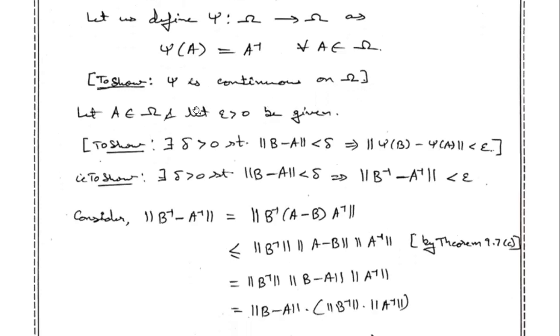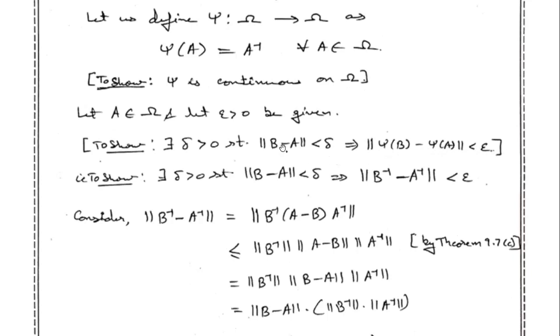As we have reviewed what we have to prove, we will consider an arbitrary point of omega. Let us write A, and we will show that for each epsilon greater than 0, I have written the mapping in this definition in terms of norm. So let epsilon greater than 0 be given, to show there exists delta greater than 0 such that norm of b minus a less than delta implies norm of psi b minus psi a is less than epsilon.